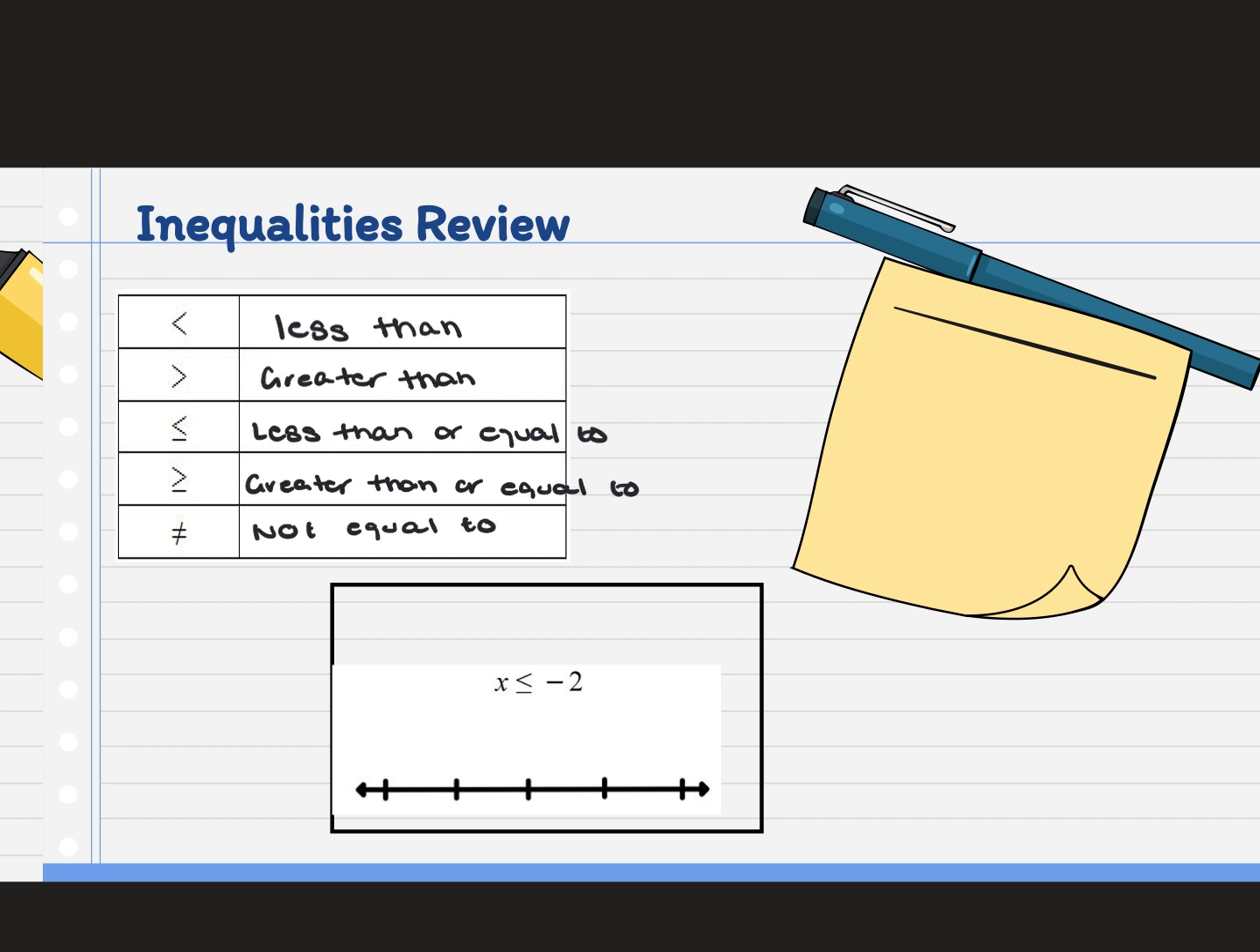All right, so remember, graphing on the number line, when we have strictly less than or strictly greater than, we have an open circle. Less than or equal to, greater than or equal to, we have a closed circle. So here we have x is less than or equal to -2. So I have -2, I'm going to have a closed circle, and I want those values that are less than -2. So I'm going to shade to the left on my number line.